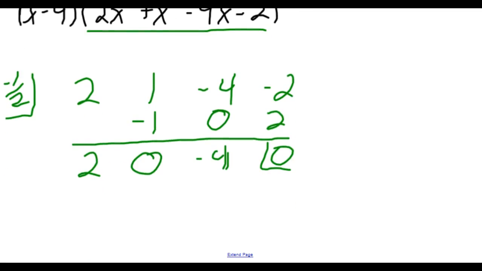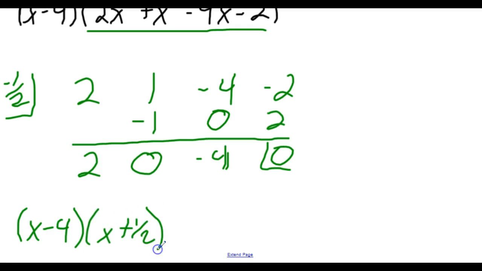Okay. Remember, this was an x cubed function, so that means we have our factor of x minus 4 from above. This had a remainder of 0, so that means x plus 1/2 would be a factor. And what we have left is 2x squared minus 4. Again, we could try to go through synthetic division and check, and try to get rid of 2x squared minus 4.